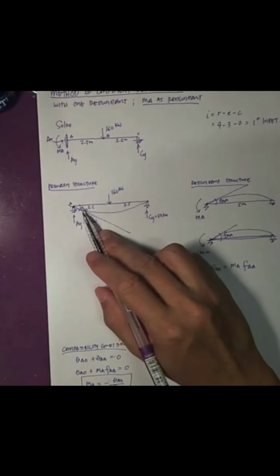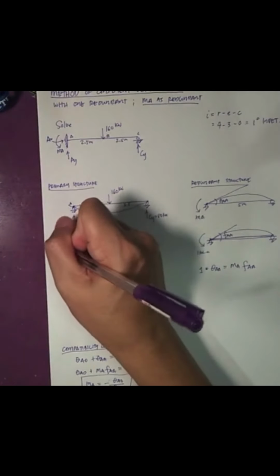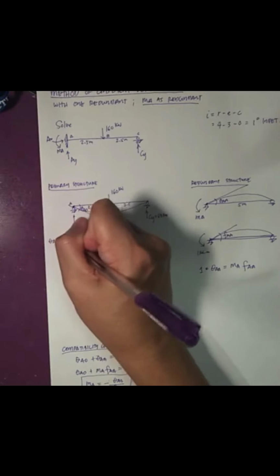So for us to be able to solve for the moment at A, we have to solve for these values. Now, so let's start with theta AO. So theta AO is here. So we solve theta AO.